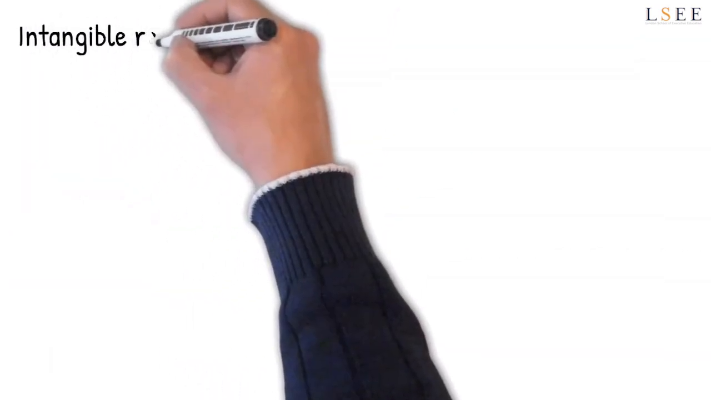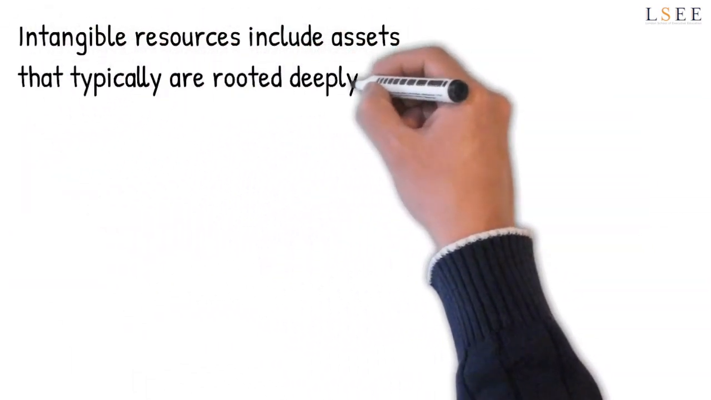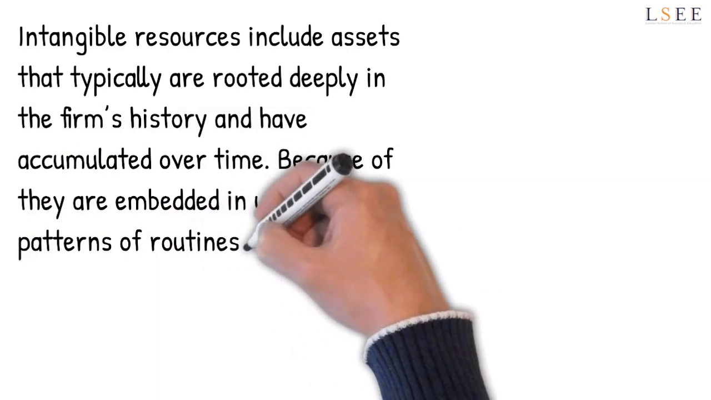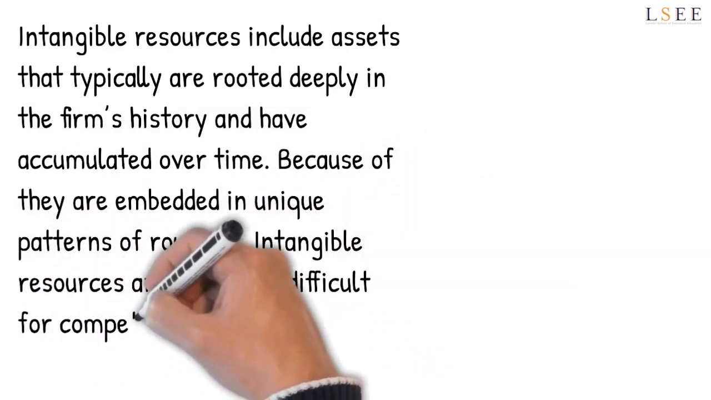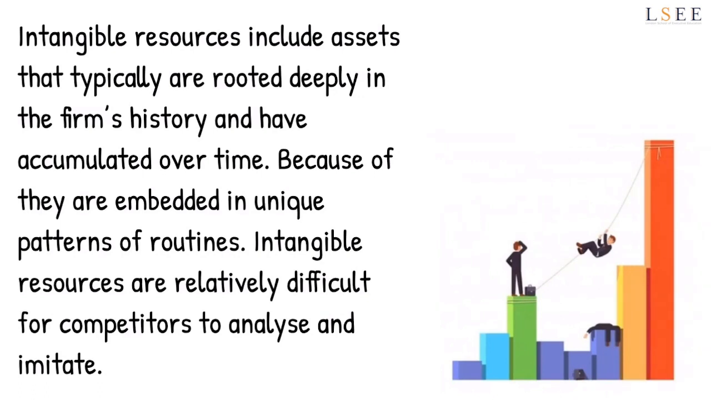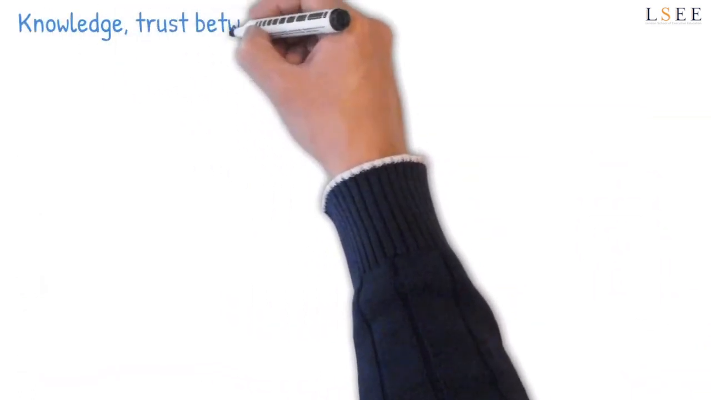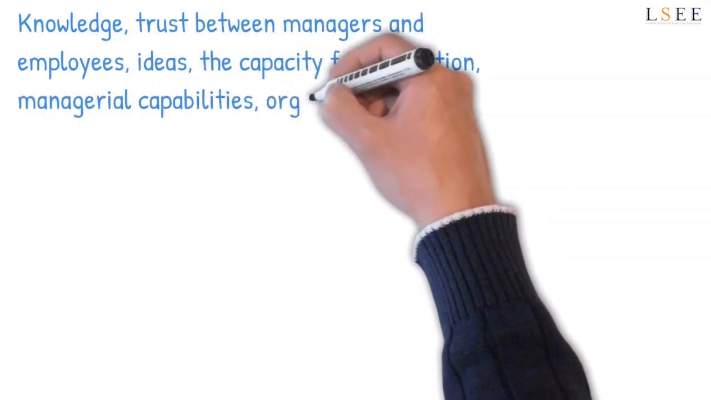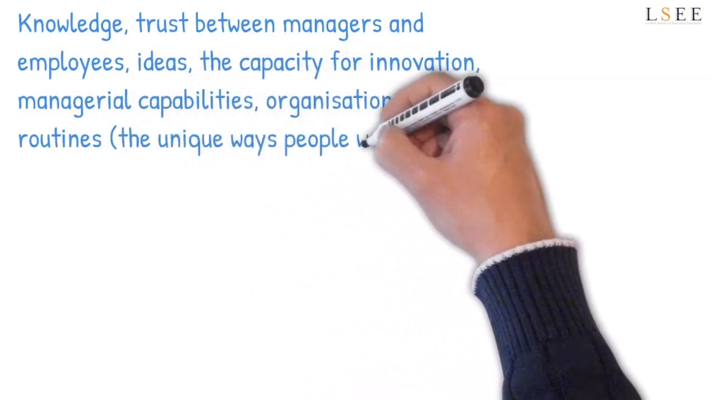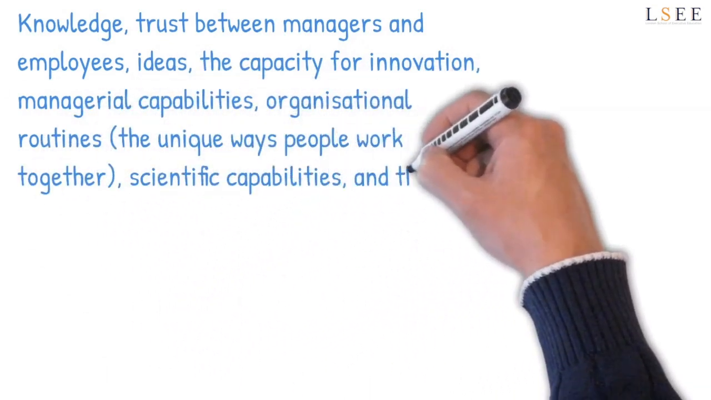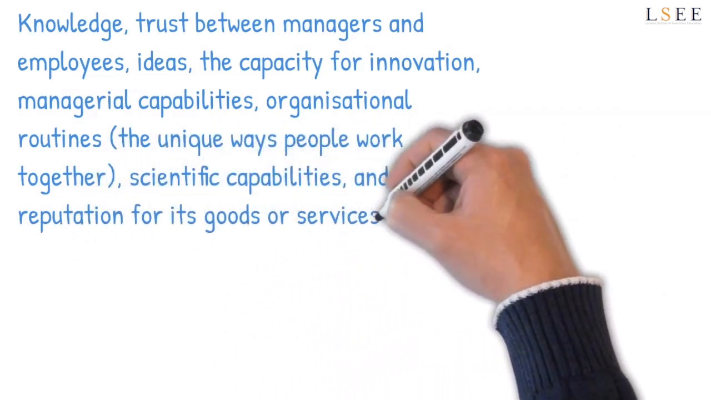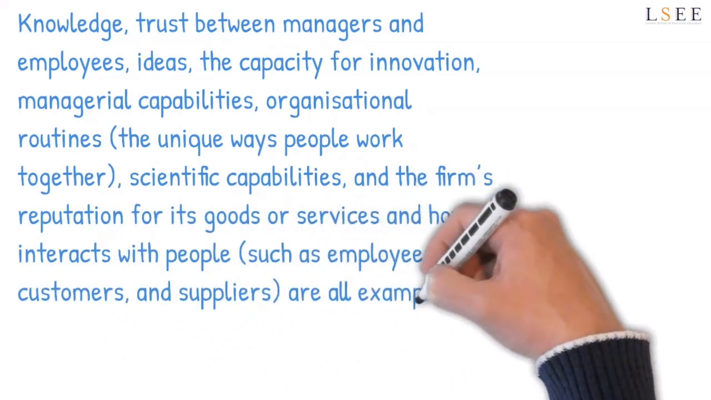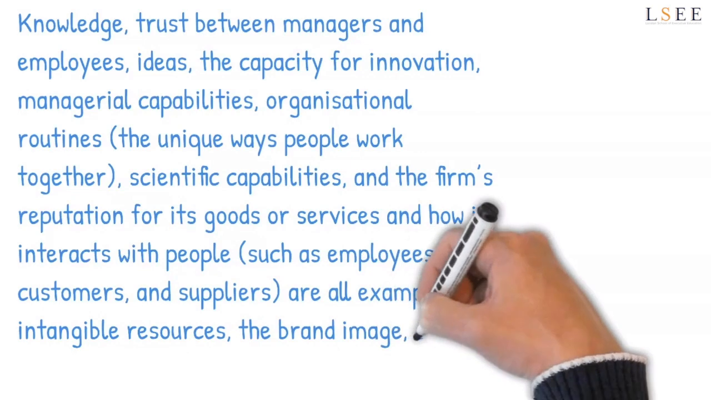Intangible resources include assets that typically are rooted deeply in the firm's history and have accumulated over time, because they are embedded in unique patterns of routines. Intangible resources are relatively difficult for competitors to analyze and imitate. Knowledge, trust between managers and employees, ideas, the capacity for innovation, managerial capabilities, organizational routines, the unique ways people work together, scientific capabilities, and the firm's reputation for its goods or services and how it interacts with people, such as employees, customers, and suppliers, are all examples of intangible resources.